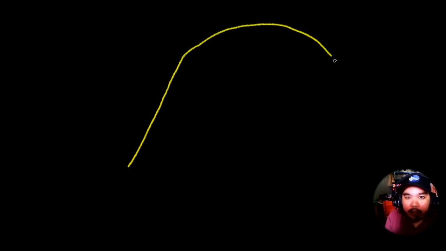Ito, nakikita nyo naman guys, no? So for example, I'll blow this up. So meron tayong graph na ganyan again. So let's just say na nag-experience siya ng yield point phenomenon, no? So the offset stress is if we, for example, nagkaroon na siya ng 0.2% na irreversible na strain. So this is 0.2%.